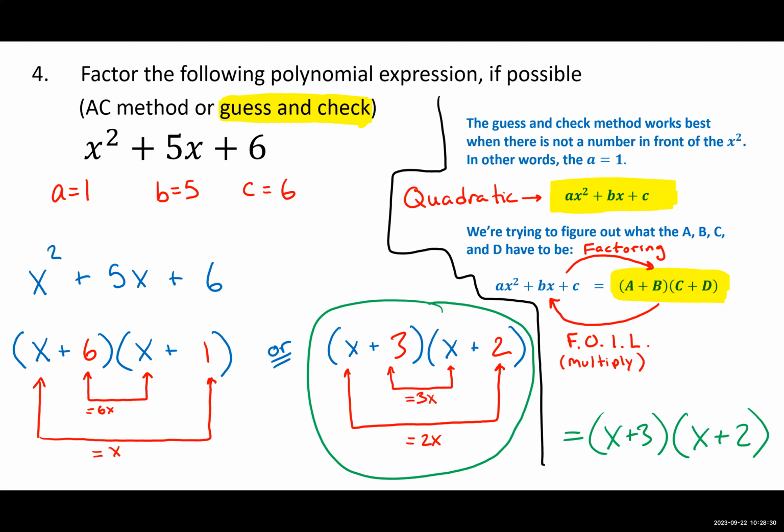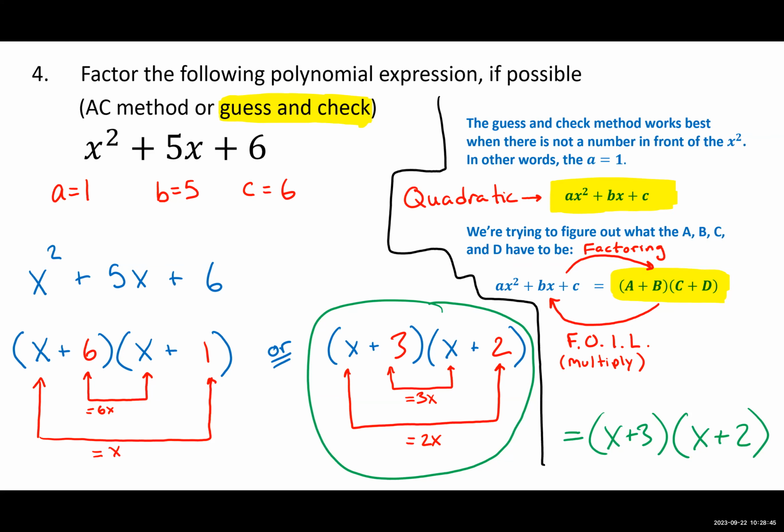So the guess and check method is nice when there's no number in front of the x squared, when the coefficient on the x squared is 1, or when the a is equal to 1, because that means there's not too many options that we have to check.